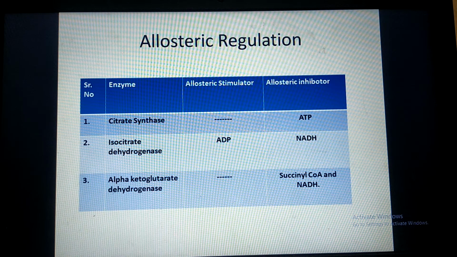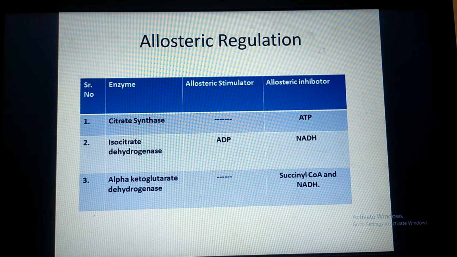Next, isocitrate dehydrogenase is also inhibited by the NADH molecule. So this NADH ultimately gives ATP molecules in the electron transport chain. When the concentration of NADH increases, it inhibits the enzyme isocitrate dehydrogenase. But when the concentration of ADP increases, which indicates that the cell requires more ATPs, when the concentration of ADP increases, it means there is deficiency of ATP. So this ADP acts as an allosteric stimulator of the enzyme isocitrate dehydrogenase and increases the rate of TCA cycle.